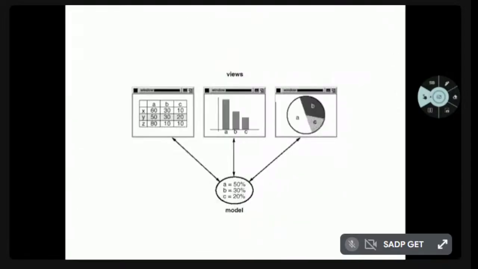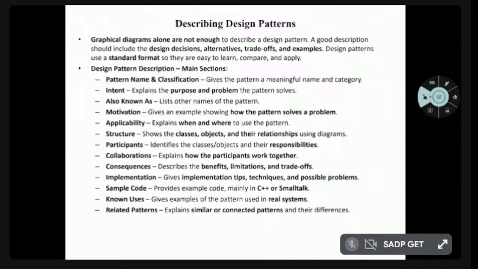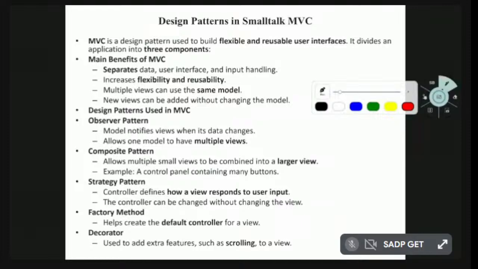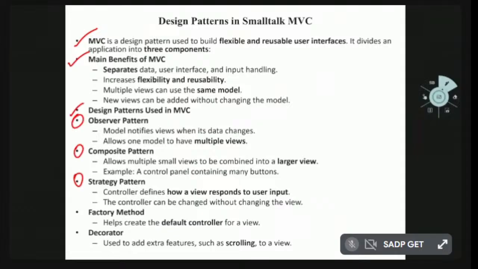Okay. So if you are not having the complete text, you can note down again the side headings for these particular things. You can keep the side heading as design patterns in Smalltalk MVC, and you can write down the main benefits and design patterns used in MVC. Right. So no need of writing each and every point. You can write down the side headings. Later on, you will get this particular PPT. Write the definition, benefits, then design pattern, only these side headings.